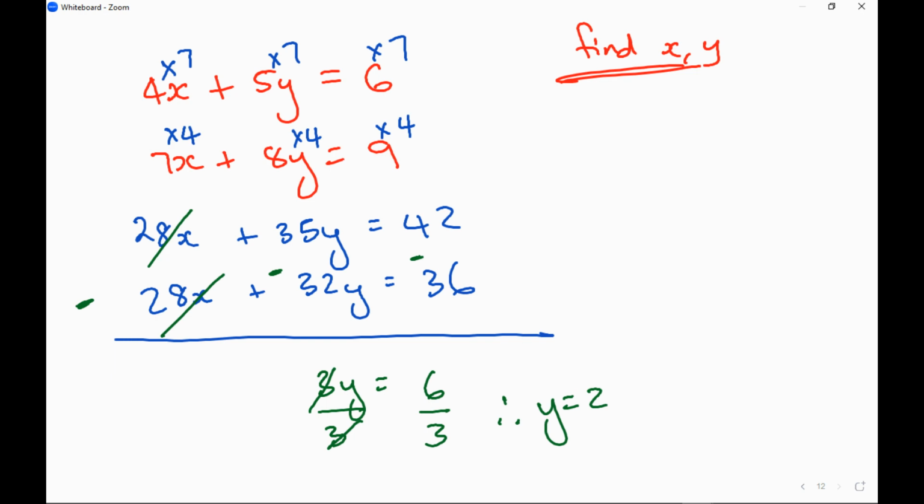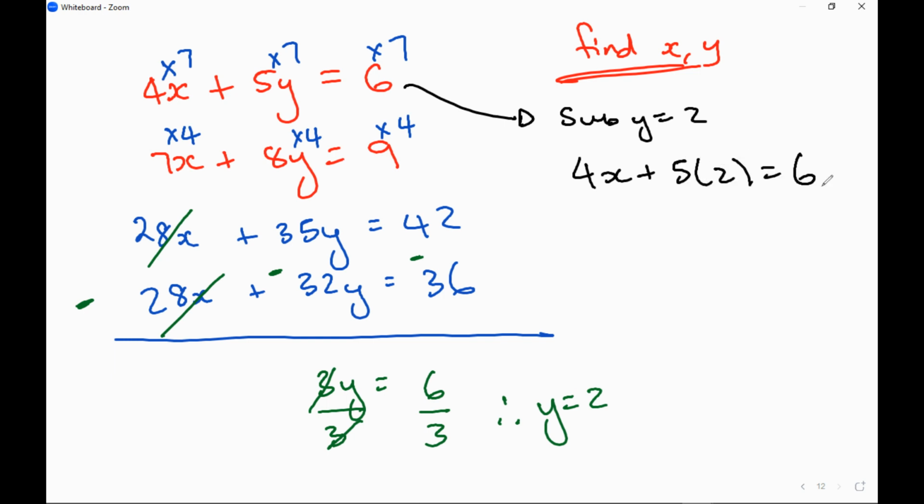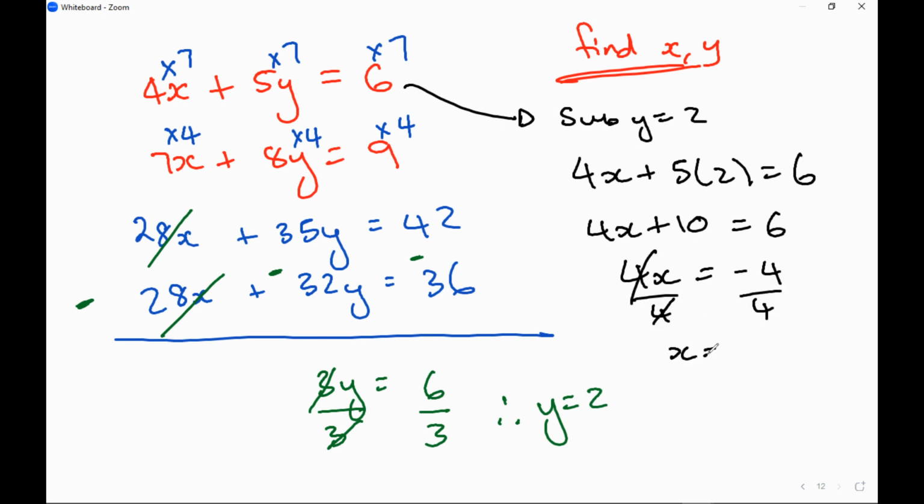Alright, and then once you've got y, it's quite simple after that. You can choose any one of the 4 equations and you can substitute it back. Any one of the 4. So if I substitute it into this one here, let's say, so I'm going to sub y equals 2. I'll get 4x plus 5 times 2 equals 6. So 4x plus 10 equals 6. 6 minus 10, negative 4. Divide by 4, both sides, negative 1 is x.